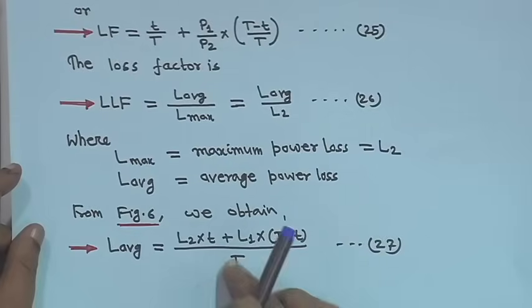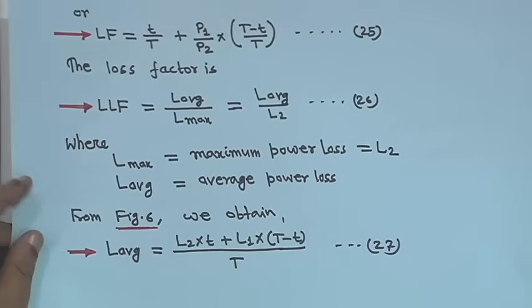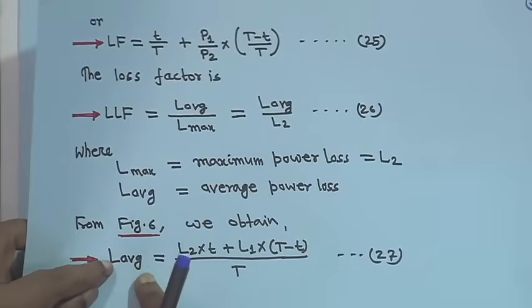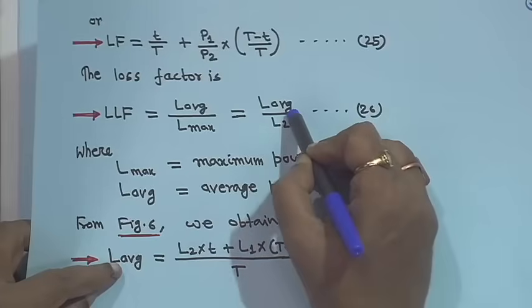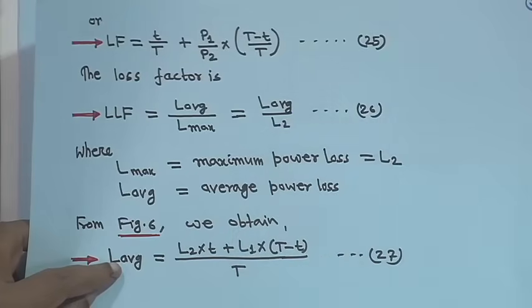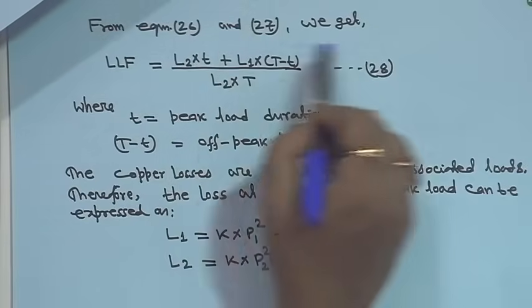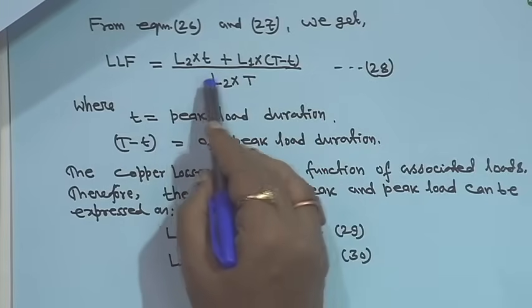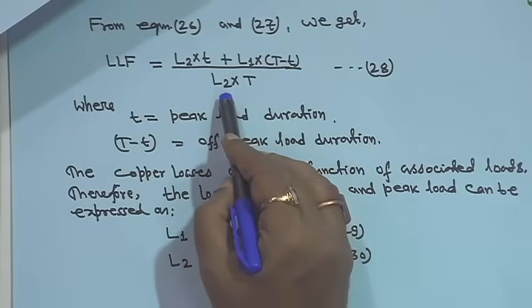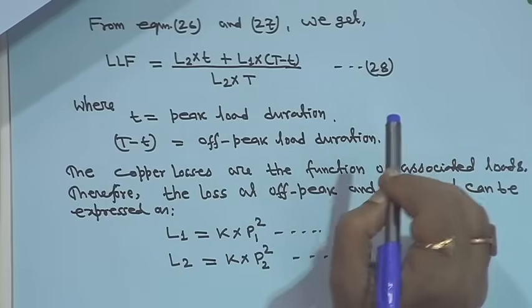Similarly, you can write this loss also. You substitute this L average expression from 27 in 26. From equations 26 and 27, we get LLF is equal to L2 into t plus L1 into T minus t, divided by L2 into T, same as before. So, this is equation 28.